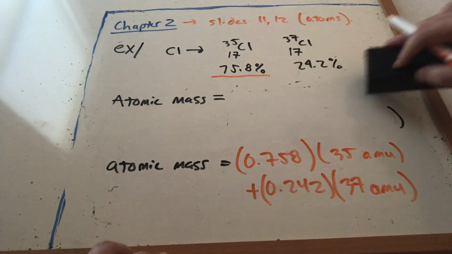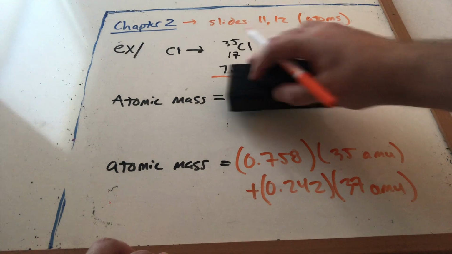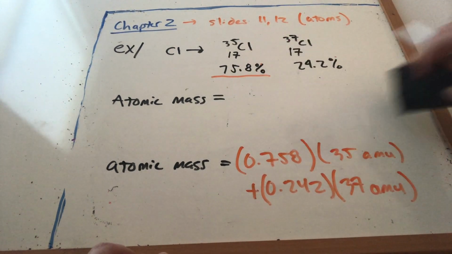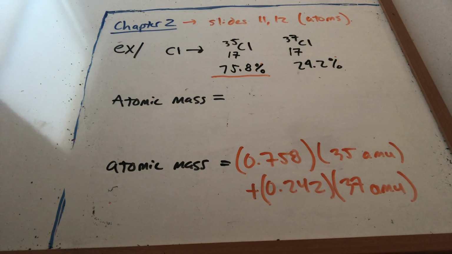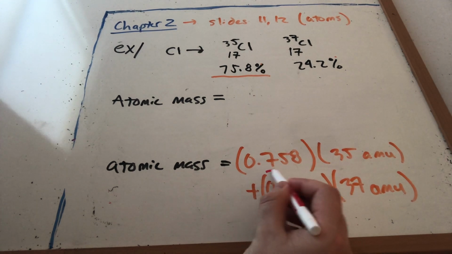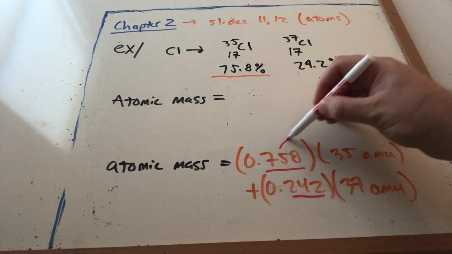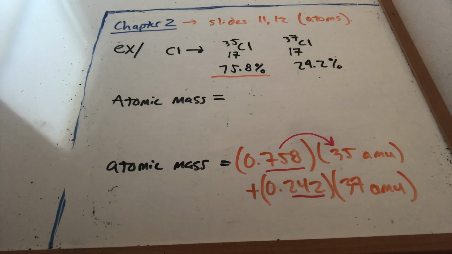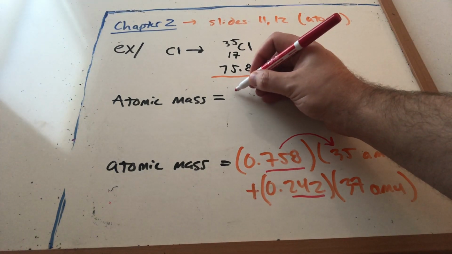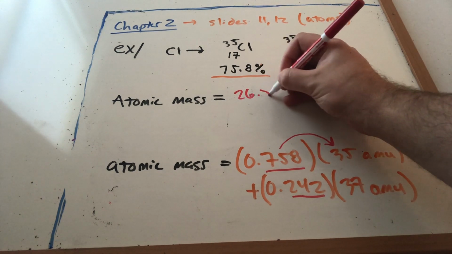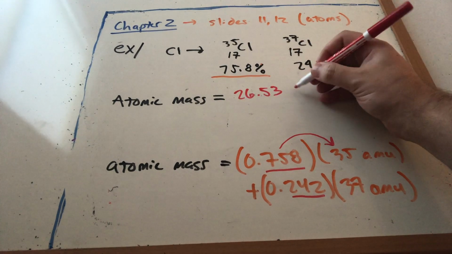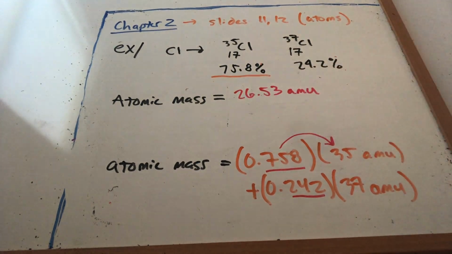Remember how we do math? We look at significant figures, and when do we round? Only at the end, okay? So our measurements, the things that we didn't introduce ourselves, are going to determine the significant figures. What's the first step here? I have to take 0.758 and multiply it by 35. And what I get out in my calculator is 26.53. The AMU comes along as a unit.